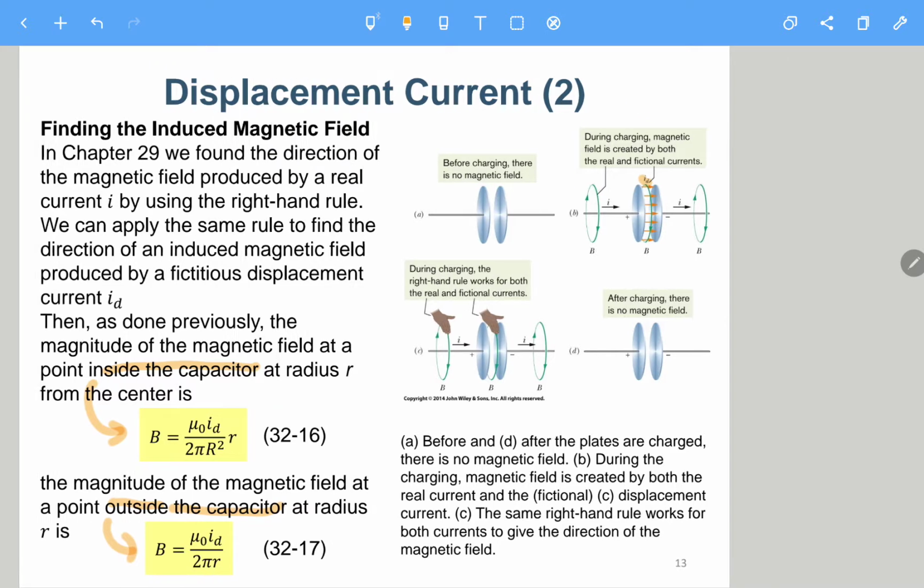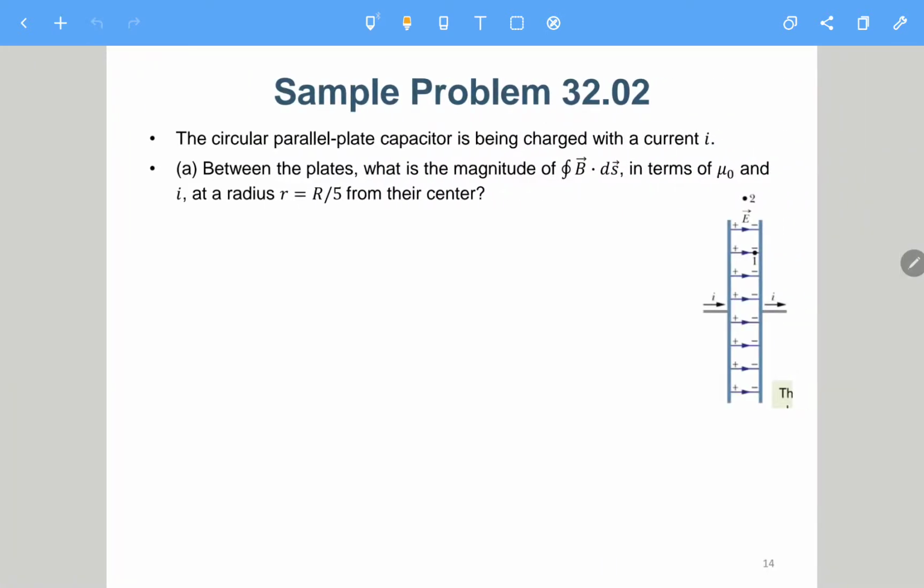Okay, so here we have another sample problem. It says the circular parallel plate capacitor is being charged with a current I. What is the magnitude of the integral of B dot ds in terms of mu 0 and I at the radius small r, which is capital R over 5 from the center?